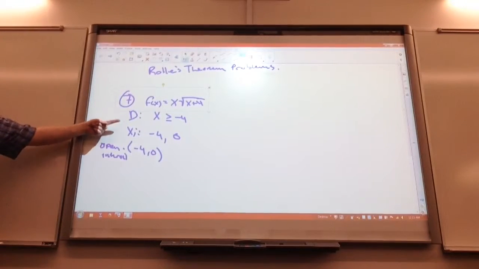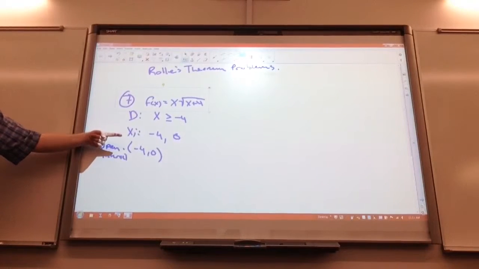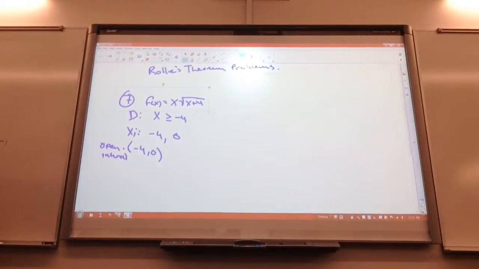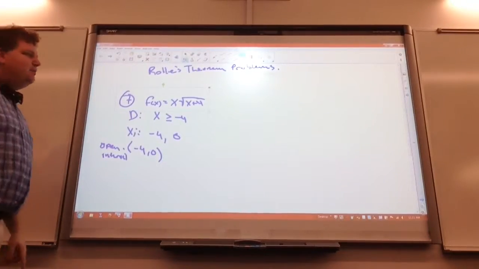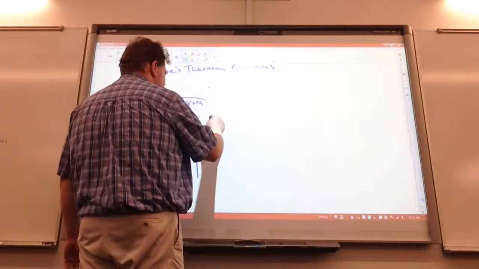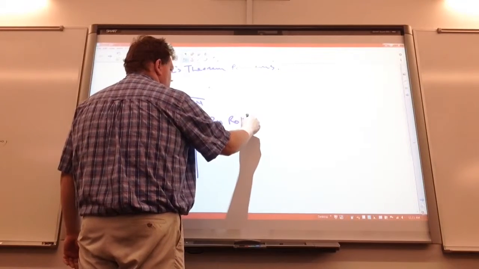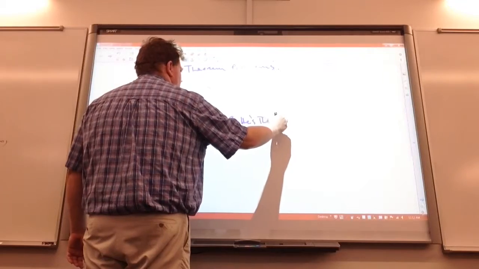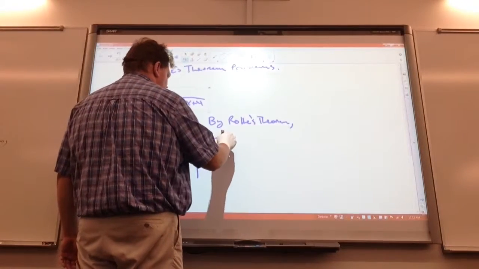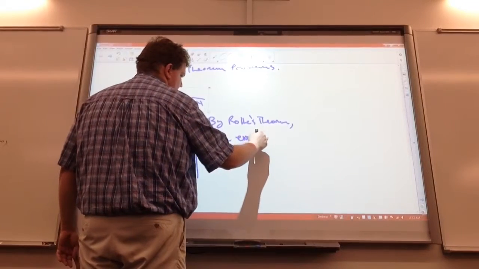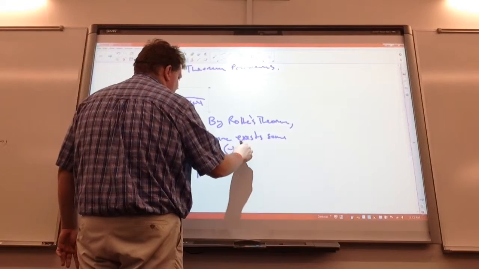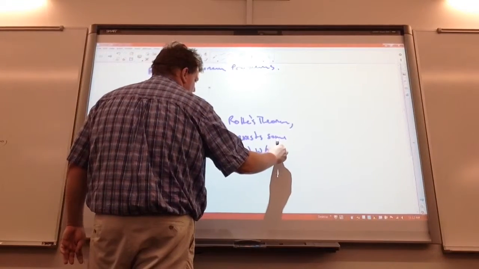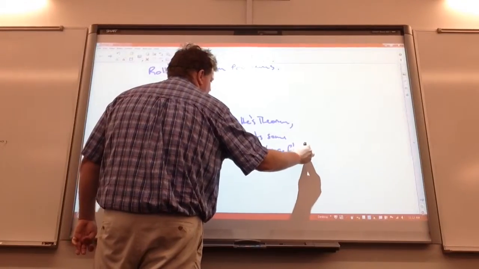I've got 2 points that are equal to each other. In this case, they're x-intercepts, so they're both equal to 0. f of negative 4 is 0 and f of 0 is 0, which is fine. And I've got an open interval on which the function is differentiable. So from that, by Rolle's theorem, there exists some x within the open interval from minus 4 to 0 where f prime of x is equal to 0.